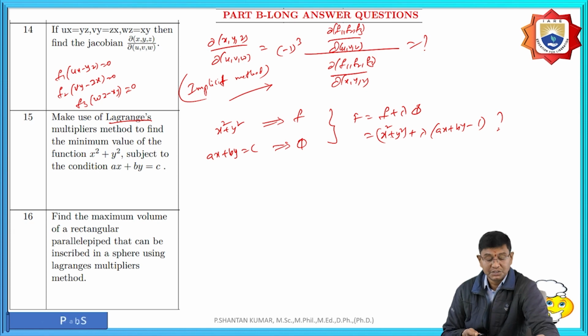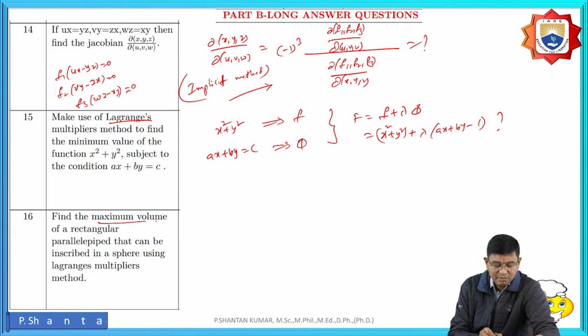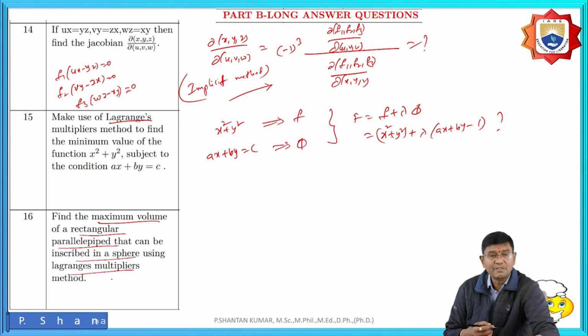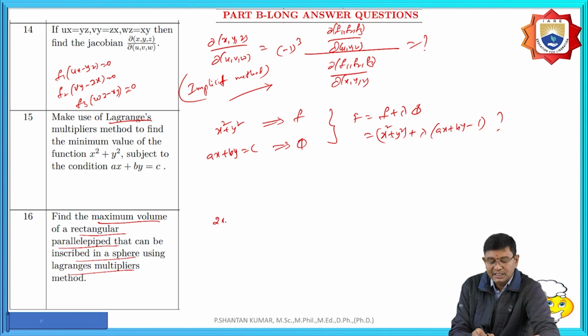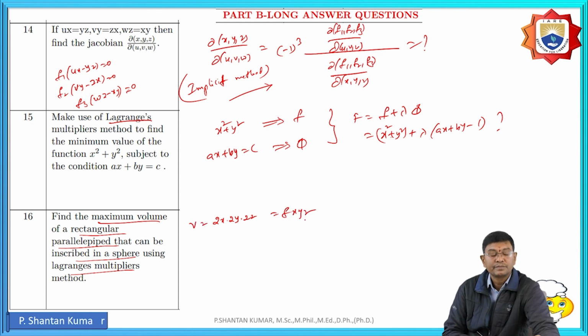We find the solutions. Next, find the maximum value of the rectangular parallelepiped that can be placed in the sphere, using Lagrange's method. The volume of the rectangular parallelepiped is 2x into 2y into 2z. Volume is nothing but 8xyz. And again, consider the sphere.